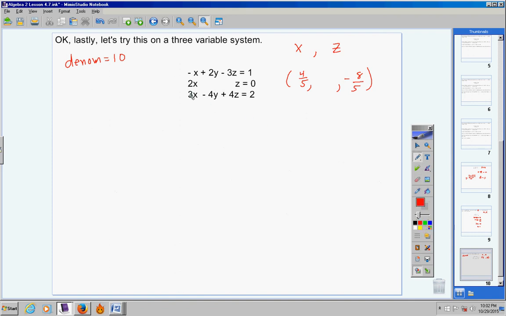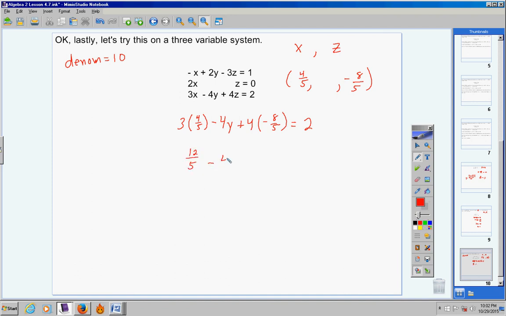Alright, so I'm going to take my bottom equation here. 3 times 4 fifths, negative 4y, positive 4 times negative 8 fifths, equals 2. Now simplify first. If you're like me, I cannot wait to get rid of my fractions, but never, ever get rid of your fractions first. Always simplify first. So 3 times 4 fifths is 12 fifths.